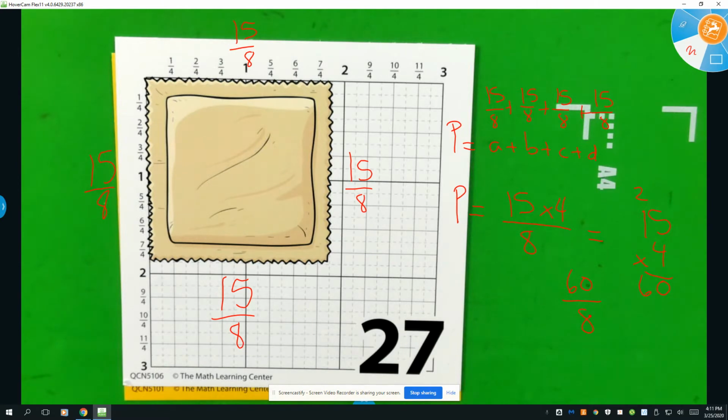So we're going to take fractions as division again. 60 divided by 8. And I know that 8 goes into 60 at least 7 times. 8 times 7 is 56. I have 4 left over. 7 and 4/8, and 7 and 4/8 can reduce by finding the greatest common factor of 8 and 4.